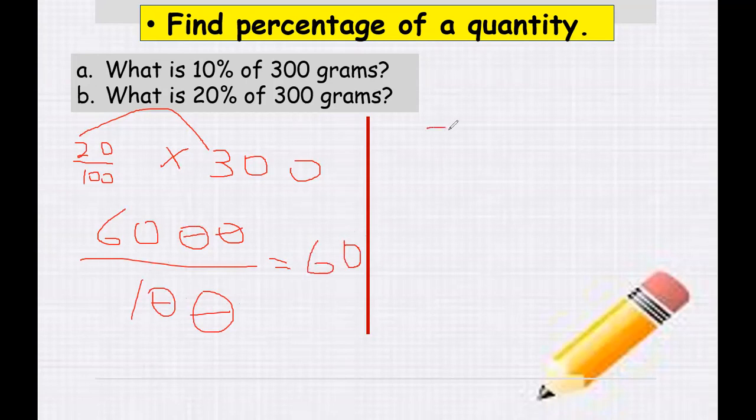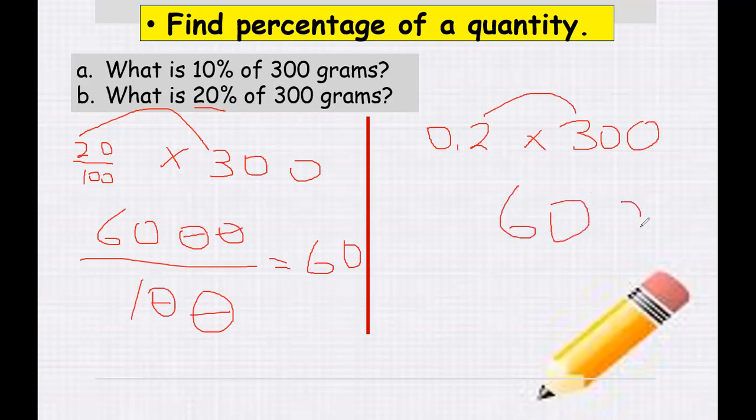Okay, if I'm going to use a decimal, write 20% as a decimal, so 0.2 times 300. So 2 times 3 is 6, and I have 2 zeros, and I have 1 decimal place, so I will cut the decimal here. So the answer is 60. Okay? Now, more examples.